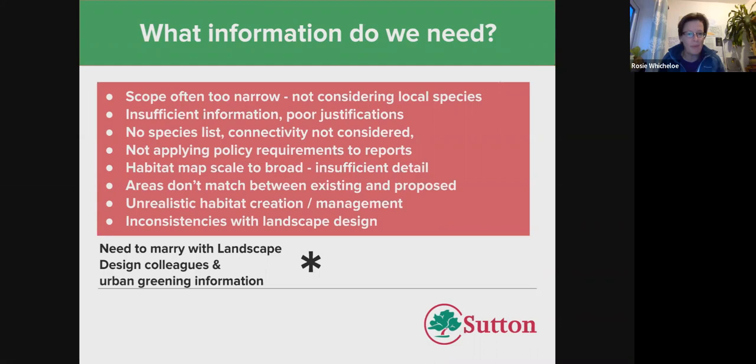But I think with BNG, it's really critical to think a little bit outside of that scope and try to create a scope that is able to look a little further out, and to think about those local species and that local habitat, even if it's not super protected. It's about valuing that local context, and I think that's really important. And also to work with your landscape design colleagues, not to marry them, but to marry with the landscape and design and what they're doing and the urban greening information. So that's really key as well.